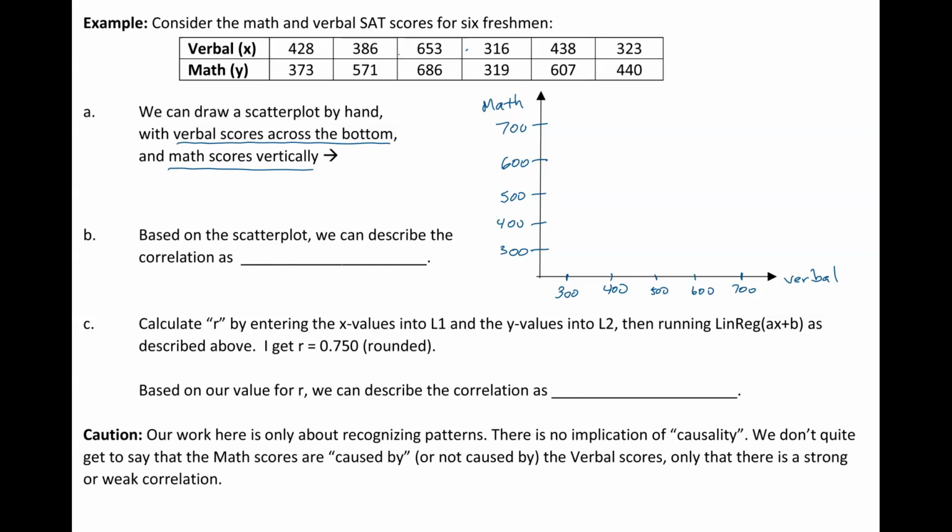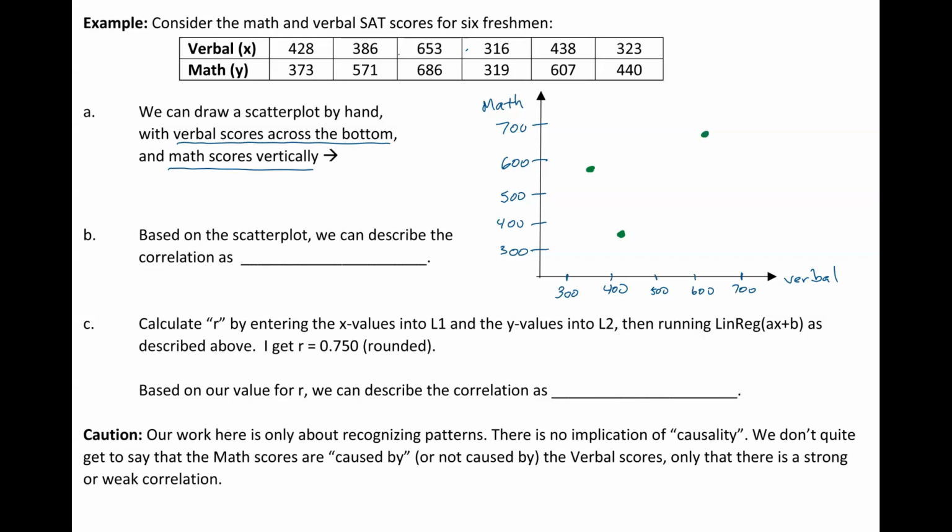So 428 for an x value needs to be matched with 373 for a y value. We'll just do our best to put a dot somewhere. 386 for an x value, more than halfway, needs to be matched with 571, pretty close to 600. 653 for an x value, pretty much halfway between 600 and 700, needs to be matched with 686, pretty close to 700.